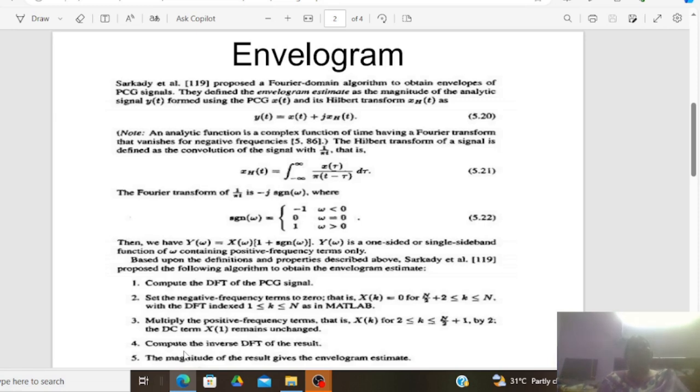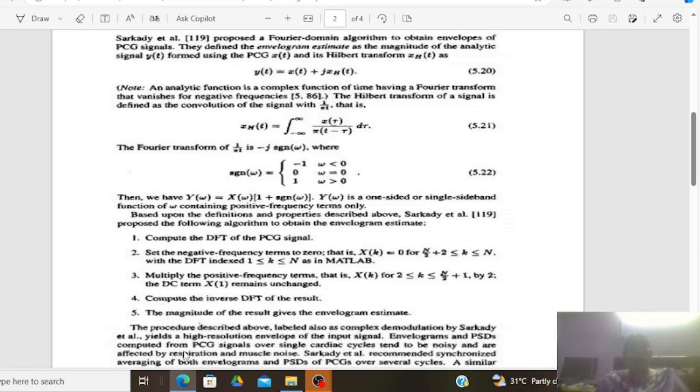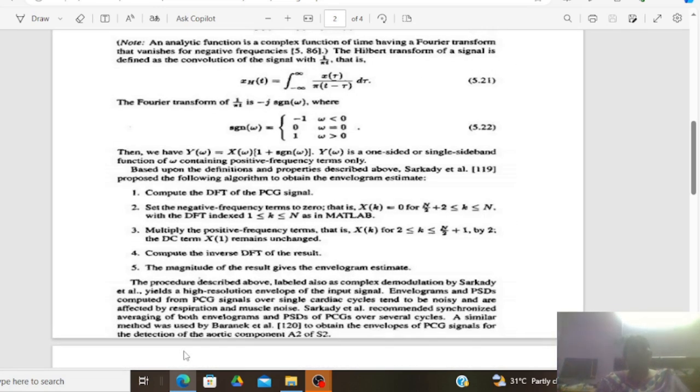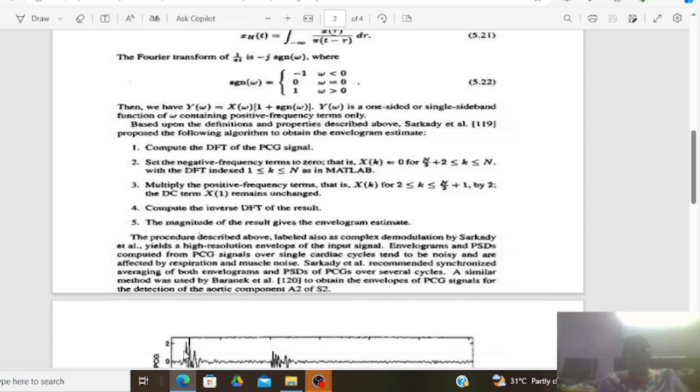After setting the negative frequencies to 0, we multiply the positive frequency terms, that is x of k for k varying between 2 to n by 2 plus 1, by 2. The DC term, x of 1, remains unchanged. Then we compute the inverse discrete Fourier transform of the result. The magnitude of that result gives you the envelope, the envelogram estimate. This is the procedure involved in computing the envelogram of the signal.